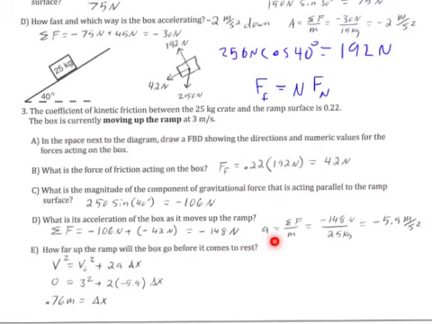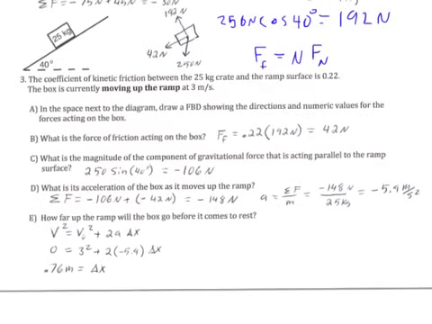Now that I know the acceleration, I can do some kinematics. How far up the ramp will the box go before it comes to rest? Well, I know it started off at 3 meters per second, and I know it's going to end up at 0. I don't know the time, so this would be the best kinematics equation to use. So let's look here. I know that the final velocity of the box is 0. It comes to a rest. I know it started at 3, so that's my v0, and I'll square it.